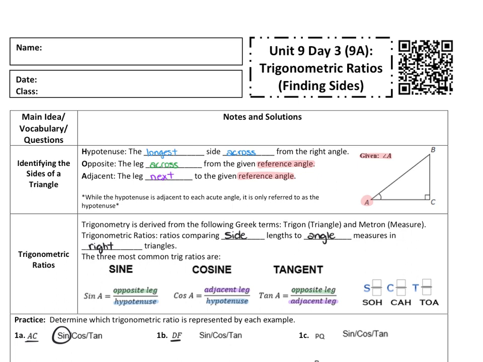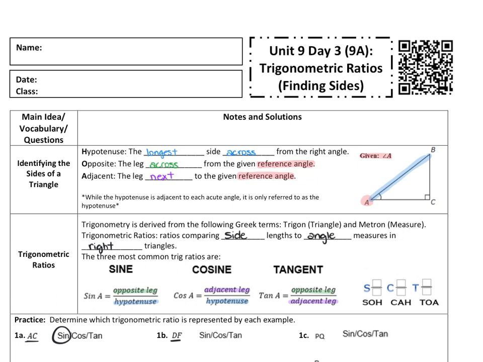So let's discuss the names for different sides of this triangle. We know the first one, the hypotenuse. The hypotenuse is the longest side across from the right angle. So take a highlighter color, I'm going to use blue, and I want you to highlight the hypotenuse on the triangle that you are given here in the top. So it should be across from the 90-degree angle, that longest side. That's always going to be called your hypotenuse.